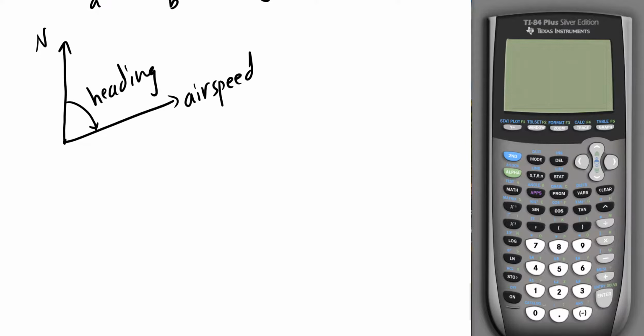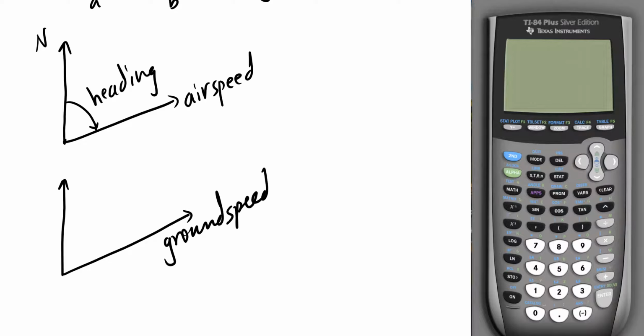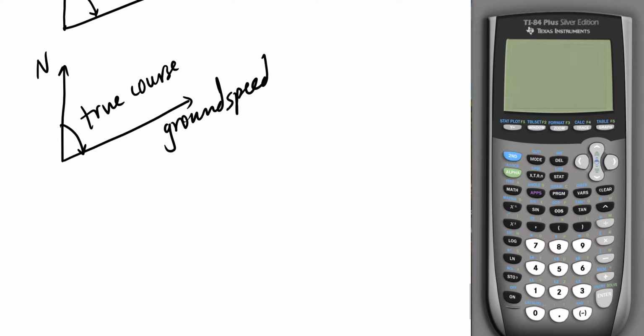And the next one, if we have the north again, and here we have the ground speed, this angle here is called the true course. Okay, so that's how these things are related to each other.